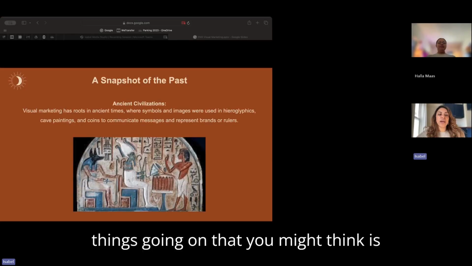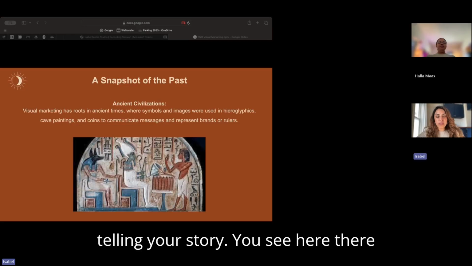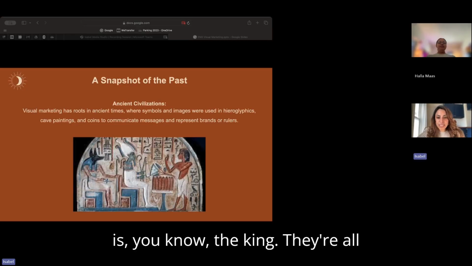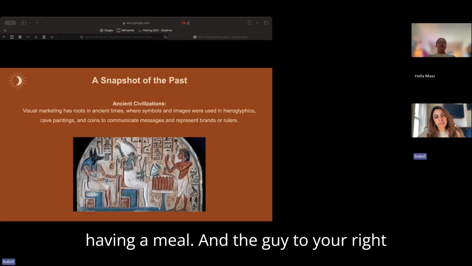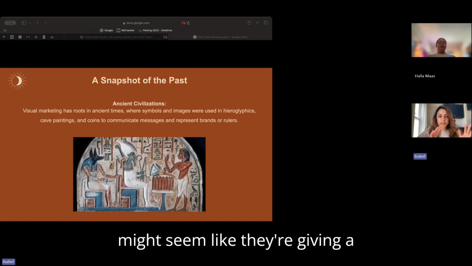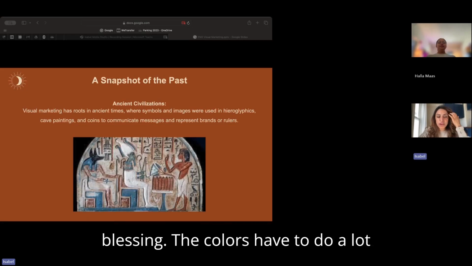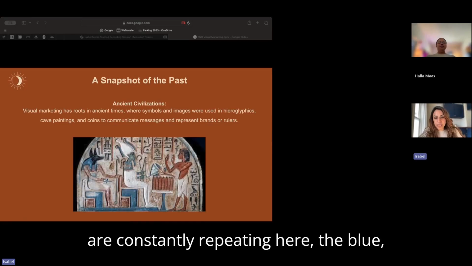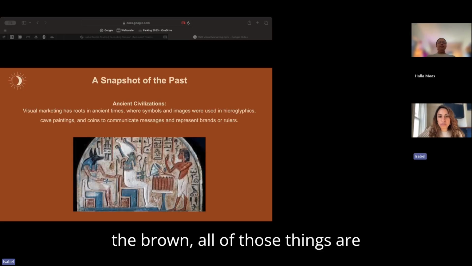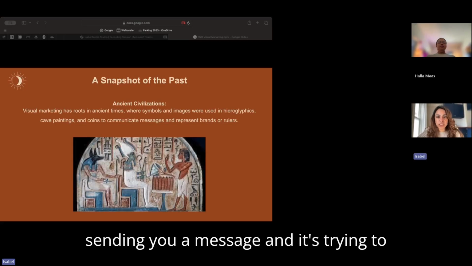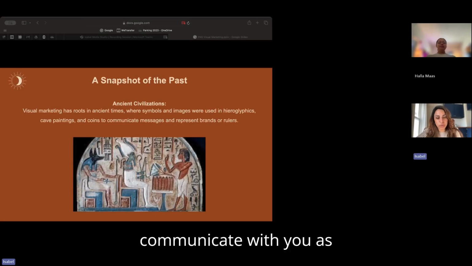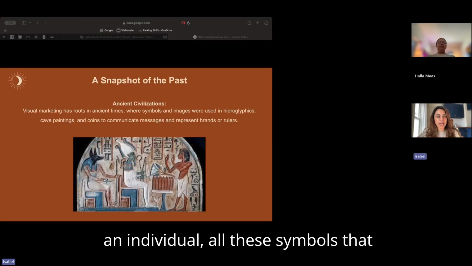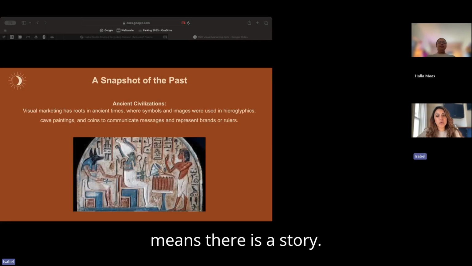If we look at these images, there's a lot going on, and you might think it is telling you a story. You see here the king. They're all sitting down. It looks like they're having a meal. The guy to your right might be giving a blessing. The colors have to do a lot too. There are three colors that constantly repeat here: the blue, the brown. All of those things are sending you a message and trying to communicate with you as an individual. All these symbols are telling a story.